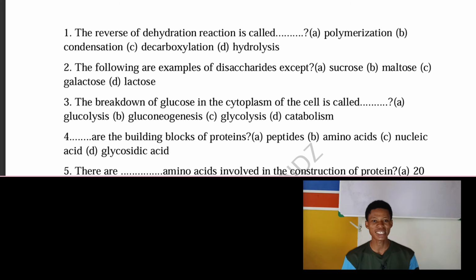Now, you agree with me that dehydration, anytime you see the prefix D-E, it means removal. Dehydration means removal of water. Now, the reverse, that's the opposite of removing water, is what? Yes, correct. Adding water, right? So, dehydration, the opposite, the reverse is hydration, addition of water. But if you look at the options, A says polymerization, wrong. B says condensation, wrong. C says decarboxylation, wrong. D says hydrolysis.